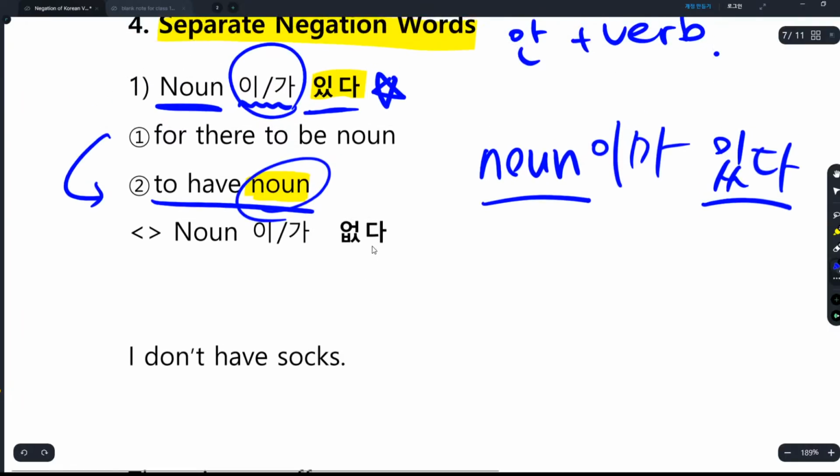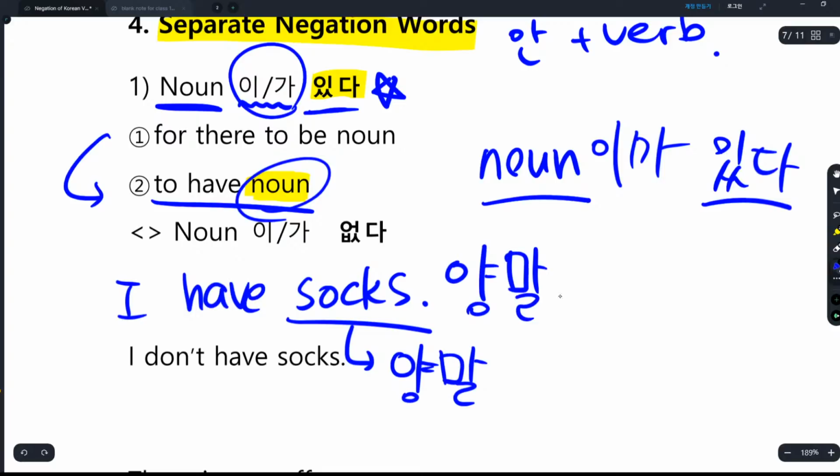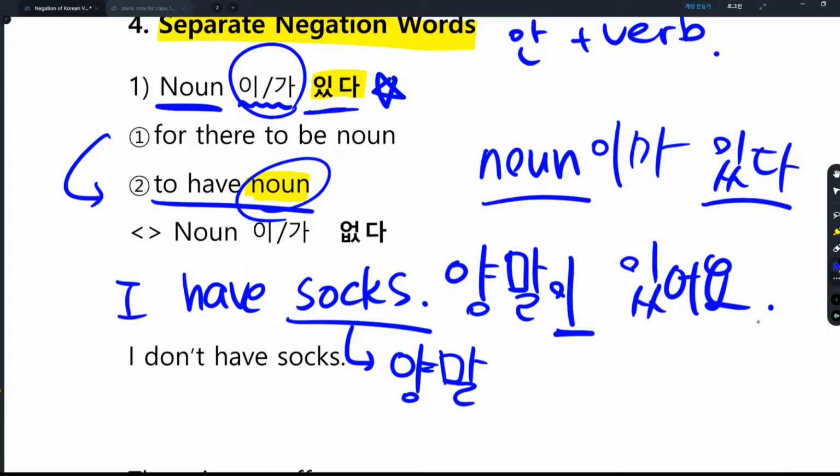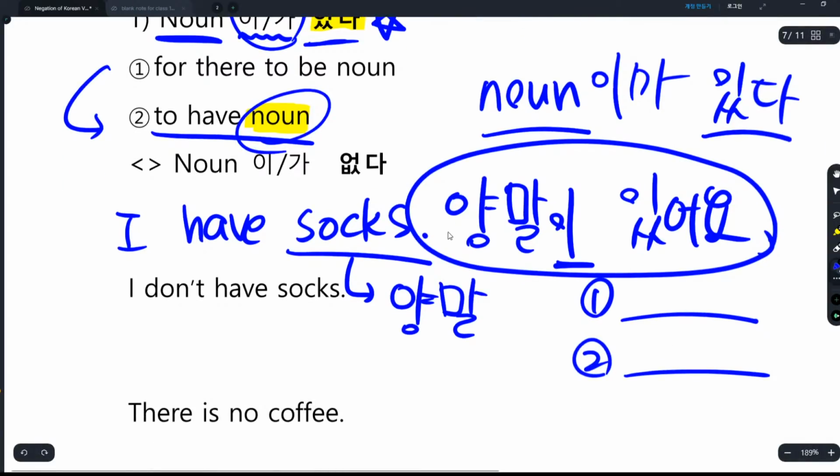So, for example, if you want to say, I have socks. Socks is 양말. You can say 양말이 있어요, and not 양말을 있어요. 양말이 있어요 would be correct. And actually 양말이 있어요 would have two meanings, which would be there is a pair of socks, or I have a pair of socks.